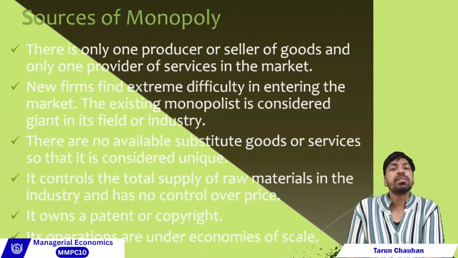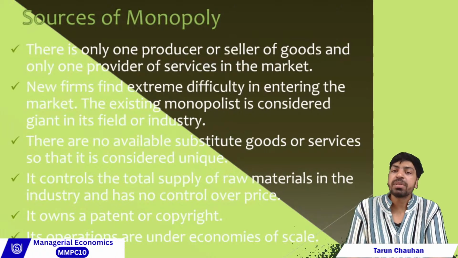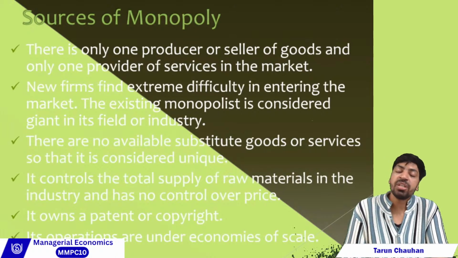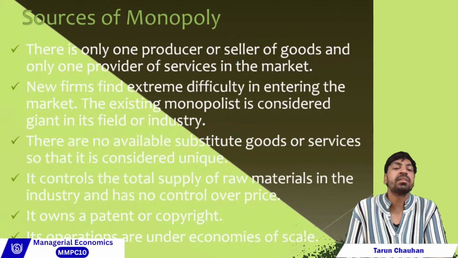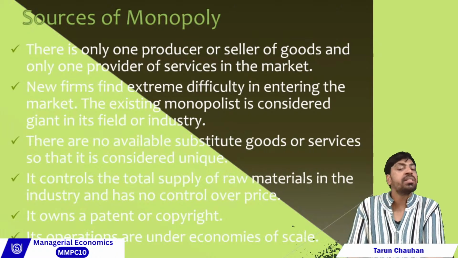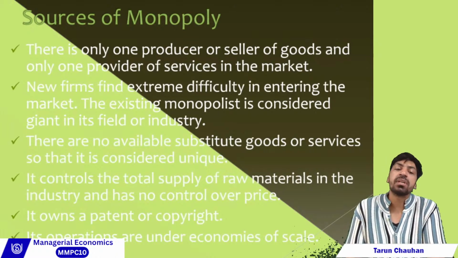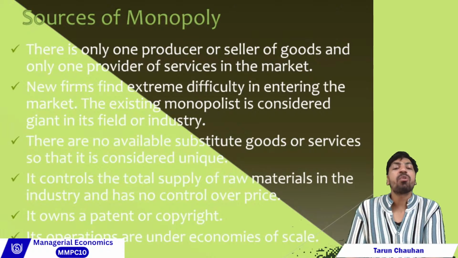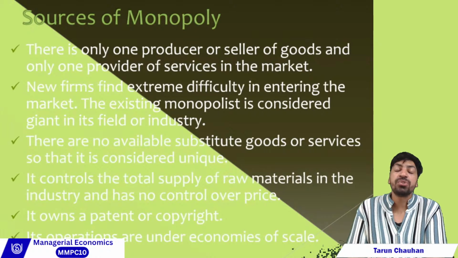So let's talk about the sources of monopoly. There is only one producer or seller of goods, or only one provider of services in the market. It is very difficult for new firms to enter such a market. The existing monopoly is considered expert in its field or industry, and has perfect knowledge in that. There is no available substitute for the goods or services, and it is considered unique because of one seller. It controls the total supply of raw materials in the industry.